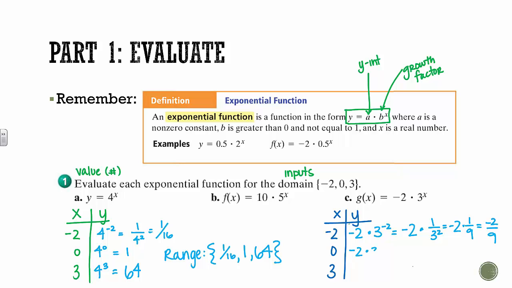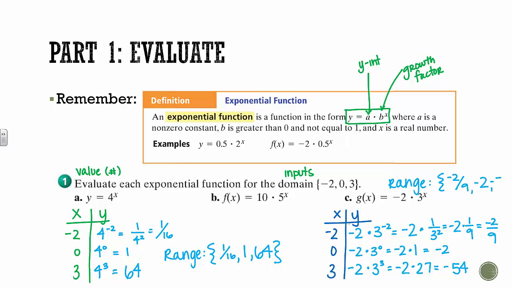0 is always easy to plug in. 3 to the 0 is just 1, so you end up with -2 times 1, which is -2. And then finally 3. Got to do exponents first, so 3 cubed is 3 times 3, which is 9, times 3 again, which is 27. And then we got to multiply that by -2, so we end up with -54. So our range for this one is -2/9, -2, -54.